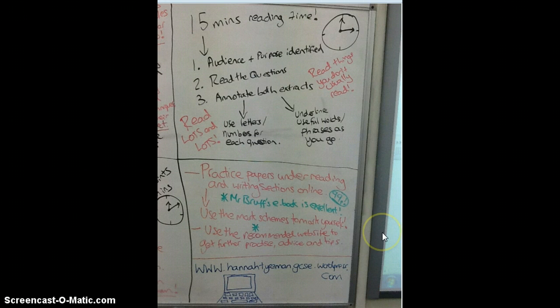Okay, so final few tips. With your reading time, identify audience and purpose. Read the questions, annotate both extracts according to the questions. You can use highlighters, so highlight in different colours, or use letters and numbers for each question. Underline useful words or phrases as you go. The more you underline, the more time you put into the reading at this point, the easier your writing will be because you'll have gathered all the information you need.